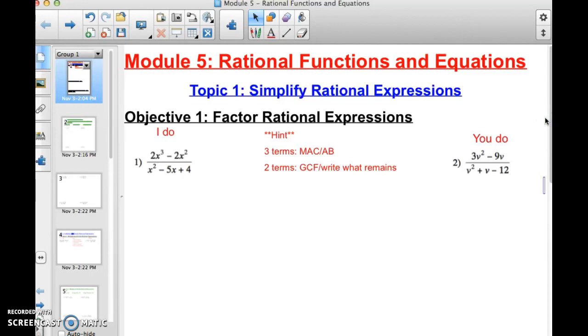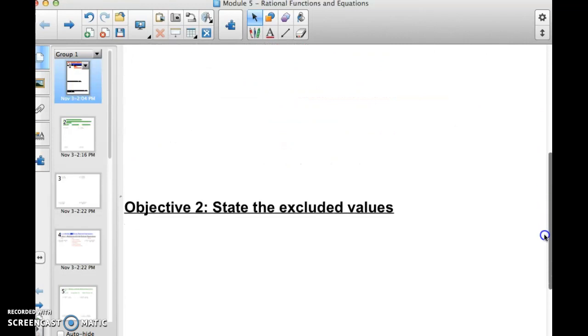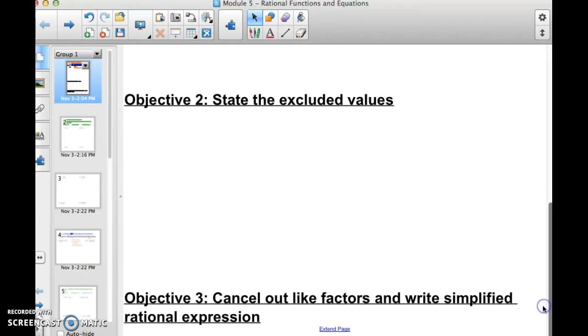So the first objective is factor rational expressions. Objective 2 is to state the excluded values from the factored form of these rational expressions. And then finally, objective 3 is to cancel out like factors after you state excluded values and then write the simplified rational expression. Alright? So, to begin, I need to scroll back up.